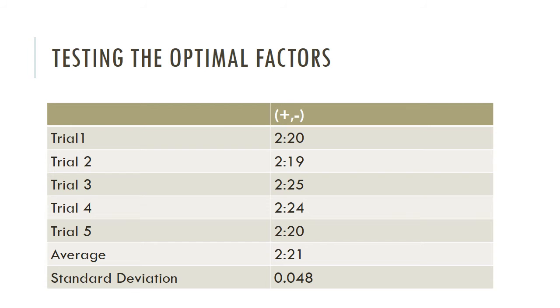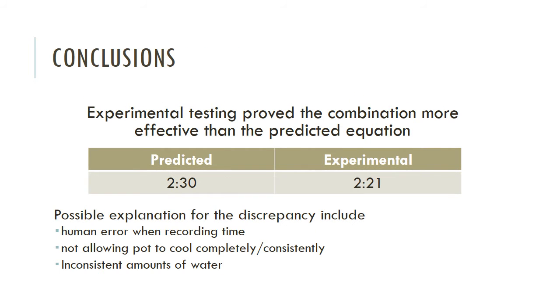Then we tested our optimal factors. We did the same experimental procedure, only with one combination, the plus and minus, and our average came out to be 2 minutes and 21 seconds with a very small standard deviation. What we found was that our experimental data actually produced a number lower than our predicted data, which is interesting. Our experimental result for boiling water was 2 minutes and 21 seconds, while our predicted was 2 minutes and 30 seconds. So there's a little bit of a discrepancy there.